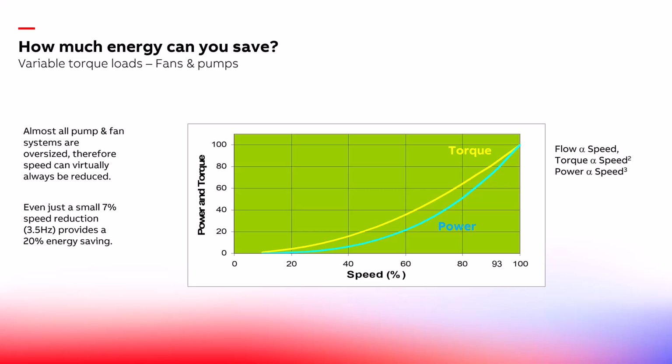Looking at the curve here, on the left we've got the power and the torque and the speed across the bottom. And as we discussed in the last section, due to these applications mostly always being oversized, there's always a chance for a reduction. And as you can see, from just a small reduction of 7%, which equates to 3.5 hertz, results in a 20% energy saving. So it's quite substantial. In frequency terms, that's going from 50 to 45 hertz. So that's quite a small reduction that produces quite a high energy saving.